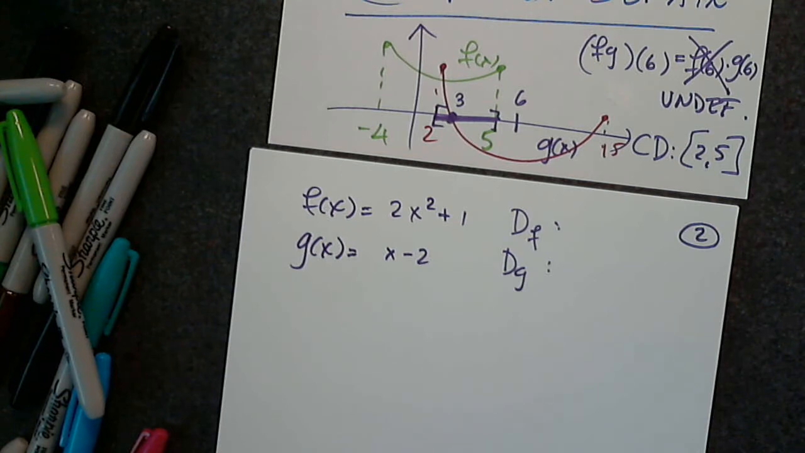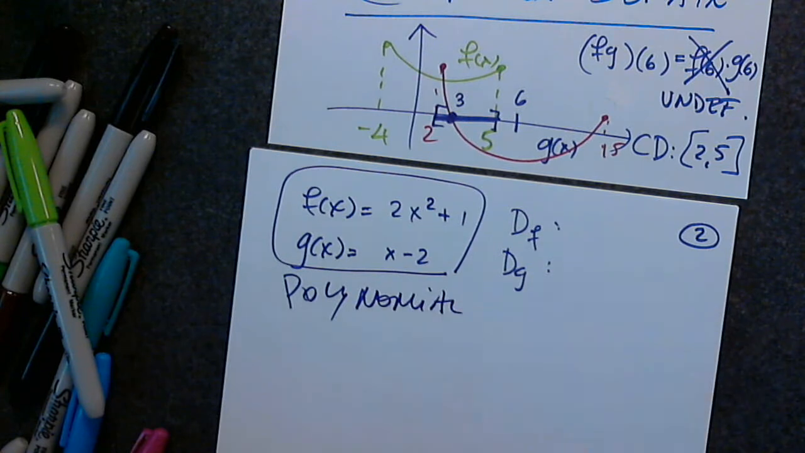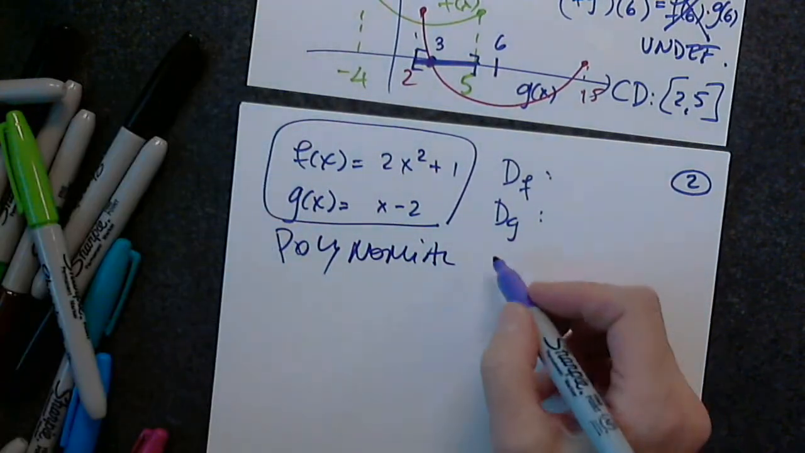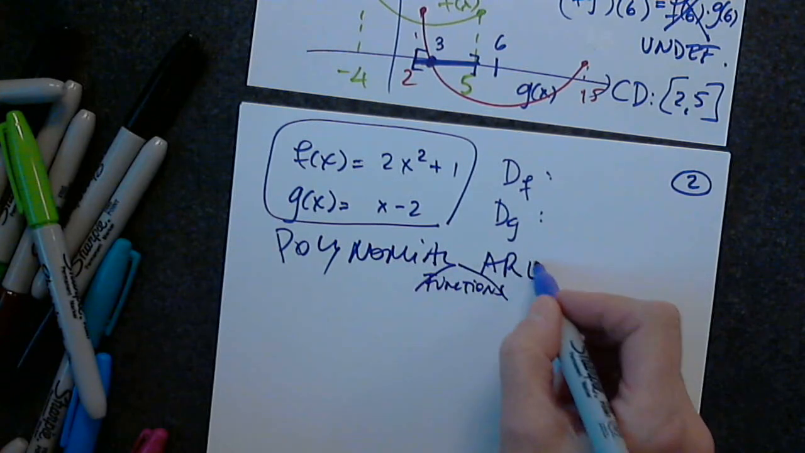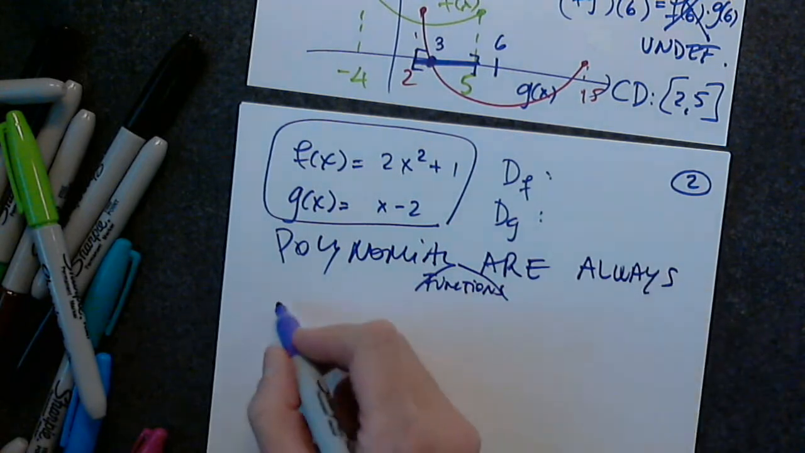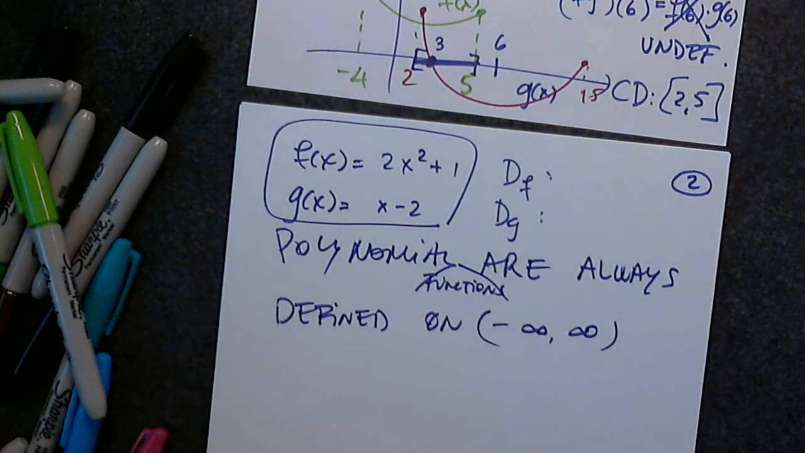So what is the domain of f and what is the domain of g? What type of functions are they? One's a quadratic, and the other linear equation. Very good. So both functions are called polynomial. And we have to remember moving forward that polynomial functions are always defined on all real numbers. These are one of the nicest categories of functions, defined everywhere.